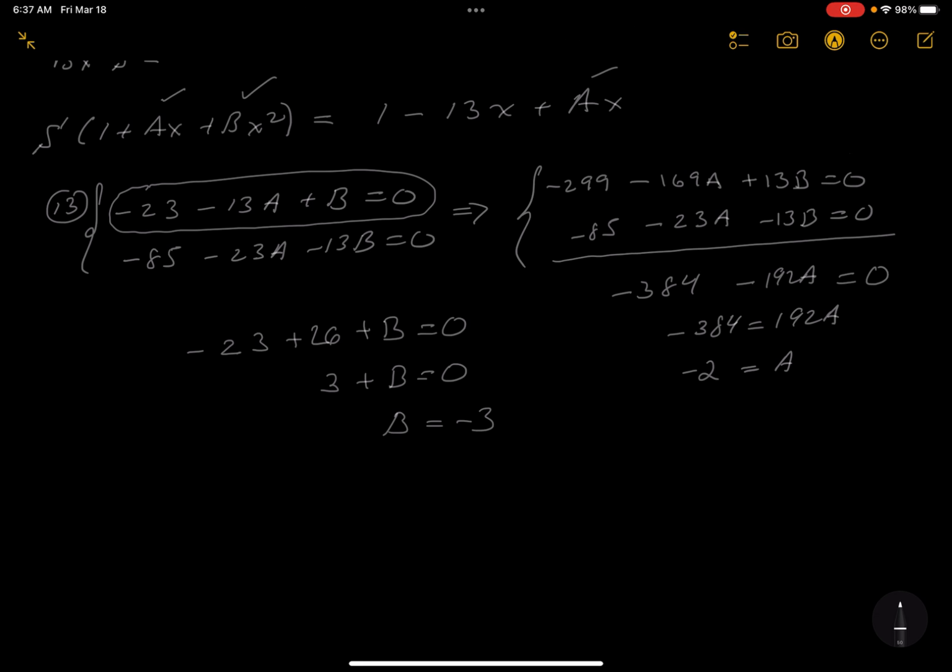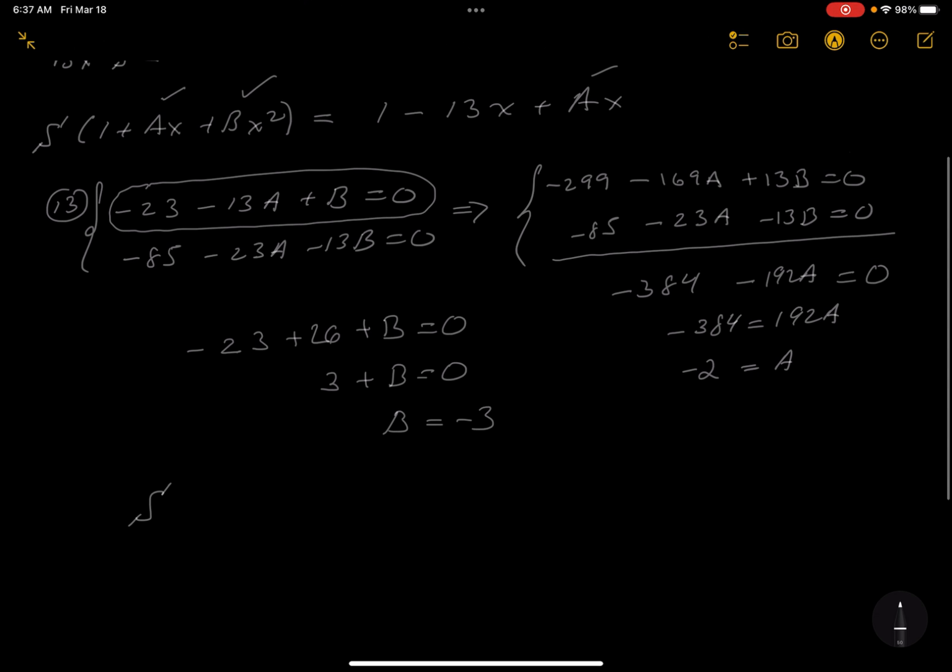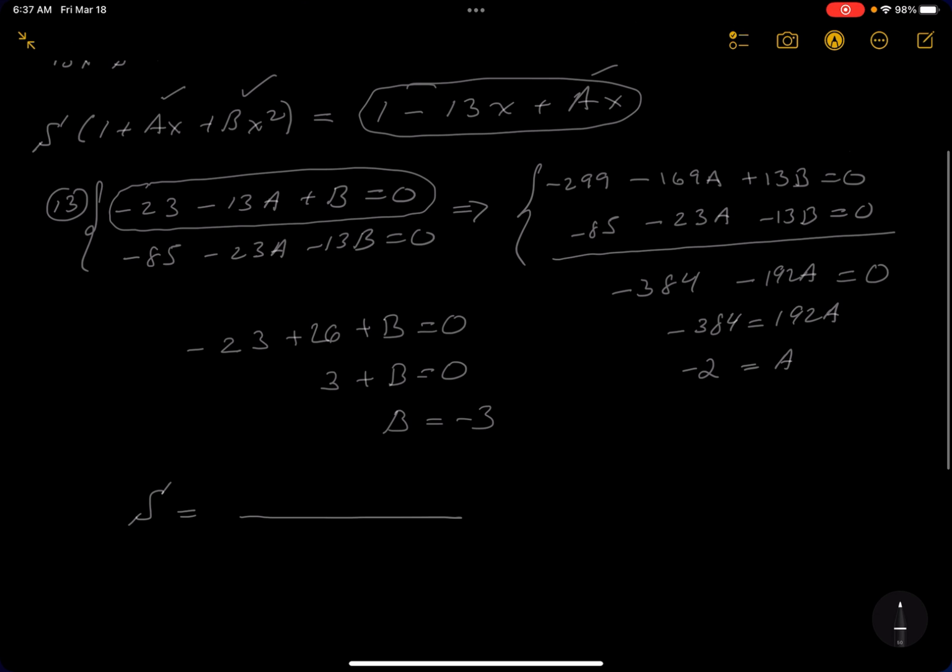All right, let's write this down now. And I'm going to say S is now equal to 1 minus 13x minus 2x, which is 1 minus 15x. All right, I'm going to divide by this now, because I want to find out what S is, and this is the fraction I'm looking for, and that's going to be 1 minus 2x, because a is minus 2, and b is minus 3, so minus 3x squared.